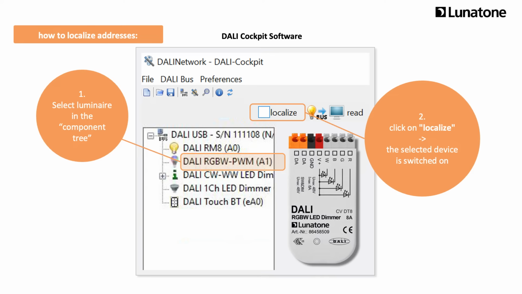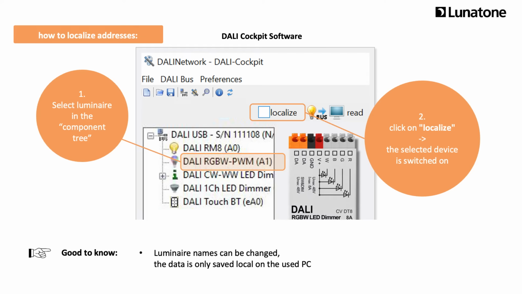When using the DALI cockpit software, please activate the checkbox Localize first. If this checkbox is activated and you click on the control gear address in the component tree, the selected luminaire will light up to 100%. All other luminaires will be dimmed to a minimum level. This will make it easier to spot the luminaire in the room. As soon as you have identified the luminaire, you can enter a name for it in the component tree, for example, Spot 1, or write down the address in your building plan.